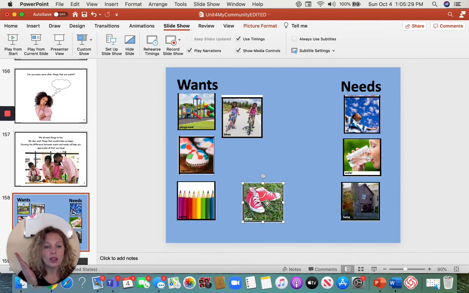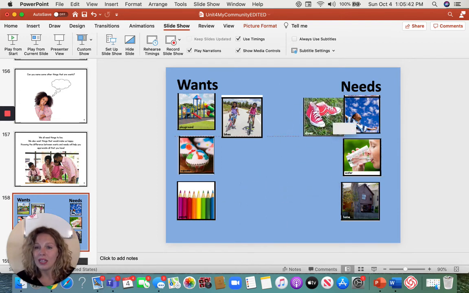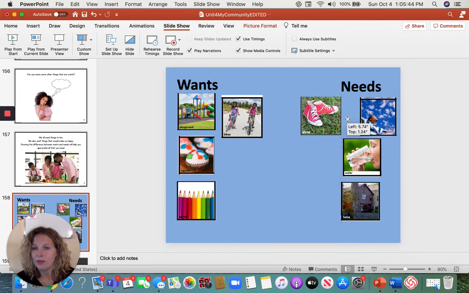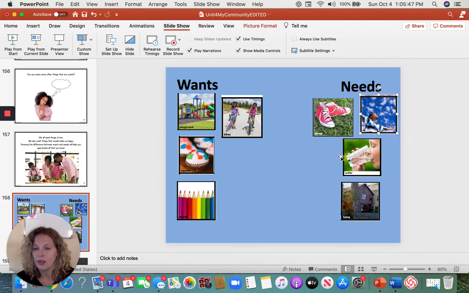What about shoes? Do we want or need shoes? We need them. Needs are like clothing and shoes are clothing. So let's move it over to the needs. We'll scoot it over a little bit. All right. Let's go over the things that we need again. Shoes, air, water, and a shelter or a house. Some of the things we want are a bike, a playground, a cupcake, or pencils.